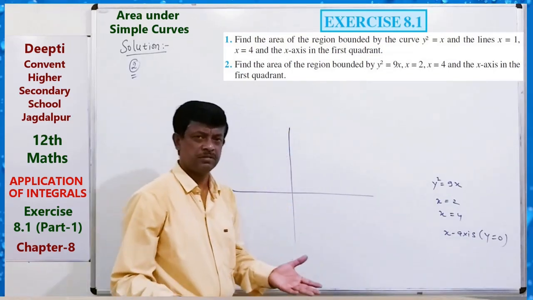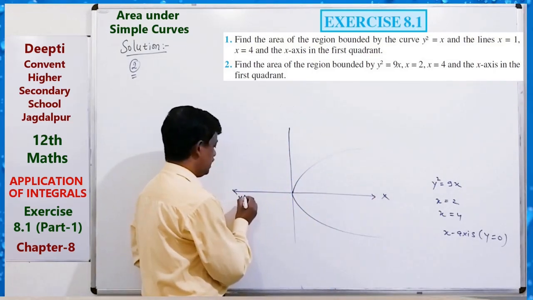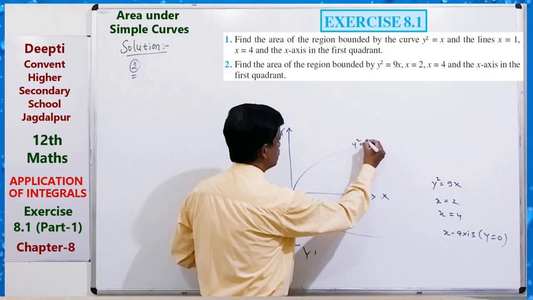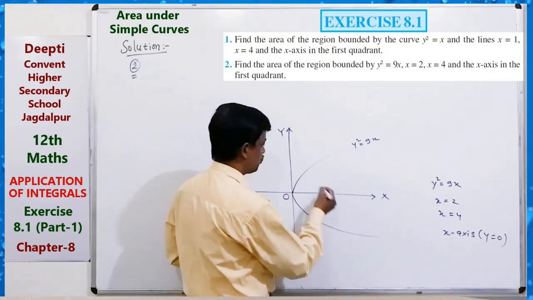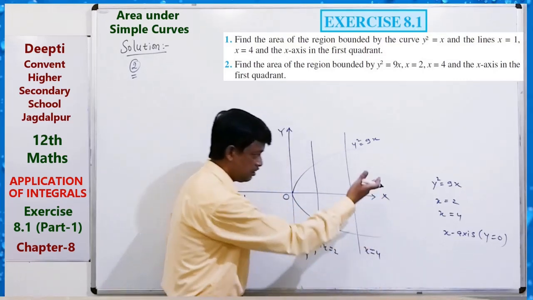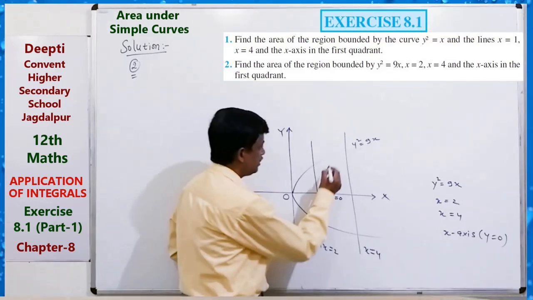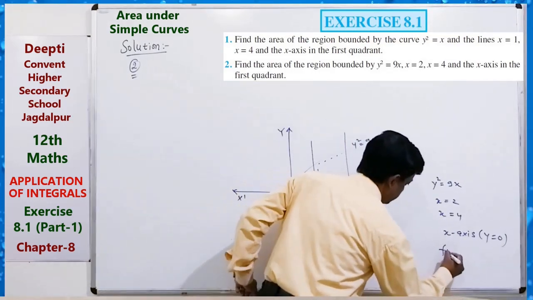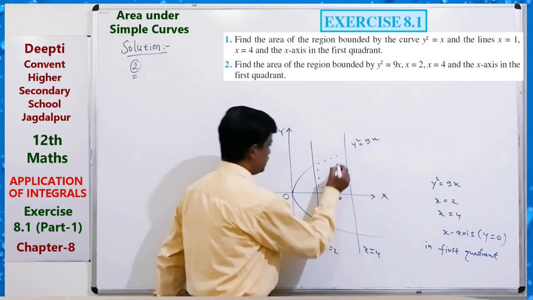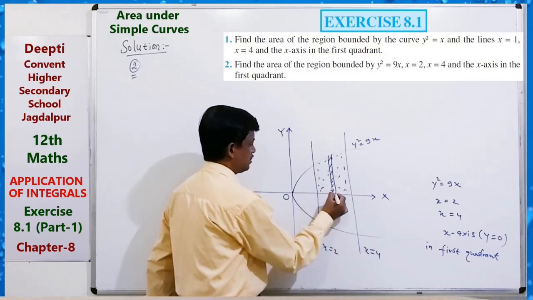y square equals 9x means just the same diagram, like this. This is x, x dash, y, y dash, origin, y square equals 9x. Okay, x equals 2. Suppose this is x equals 2, and this is x equals 4. Clear? And the x axis, that is y equals 0. And this is the first quadrant, so this part only. So this is very simple, just like the same question as the first.